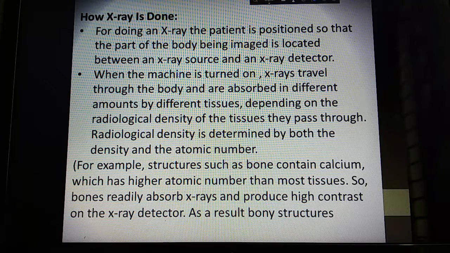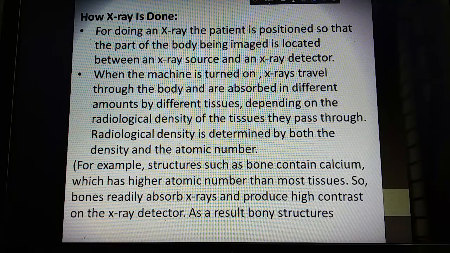All the parts of our body are not of the same type, or the radiological density of all portions of our body is not the same. So all portions of the body don't absorb the same amount of rays. So whenever the X-rays travel through the body and are absorbed in different amounts by different tissues, they pass through depending on the radiological density of the tissues. Radiological density is a new term to us. What do we mean by radiological density?